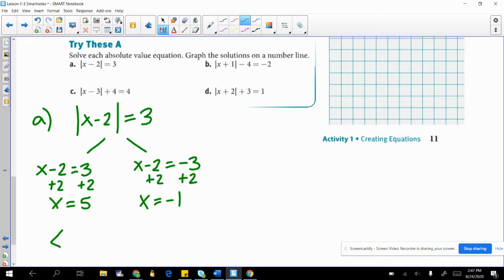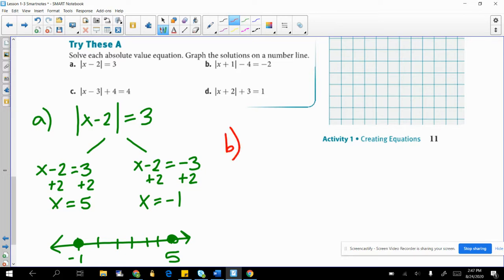And then on my number line, I could draw this out real quick. -1, 0, 1, 2, 3, 4, 5. And I would just plot my points. And that's it. So that's example A. Okay. Then let's try example B.